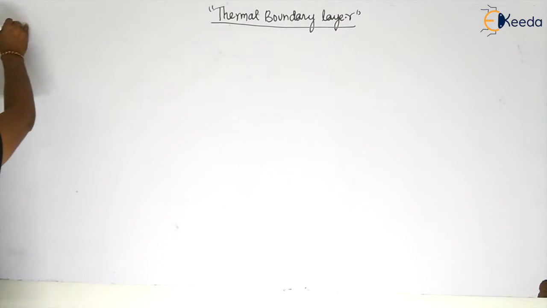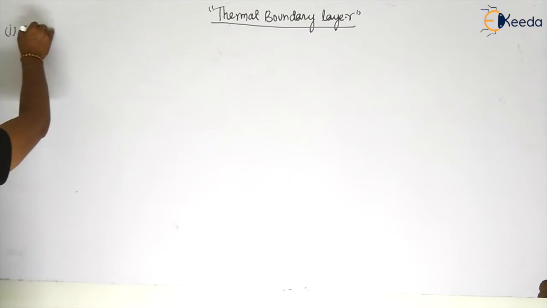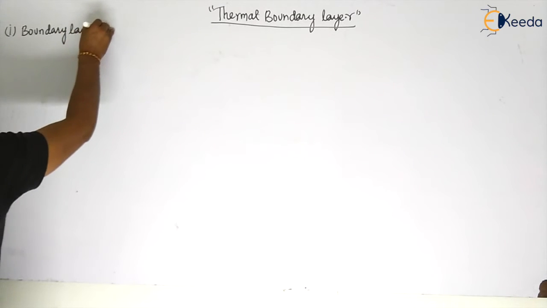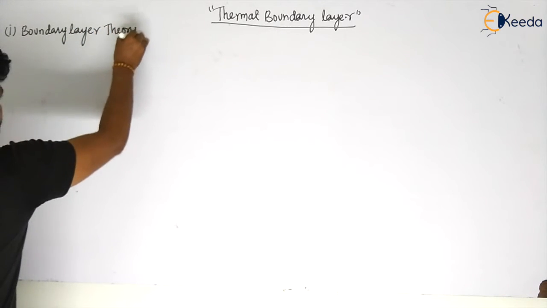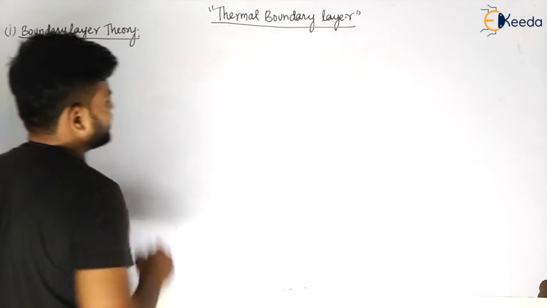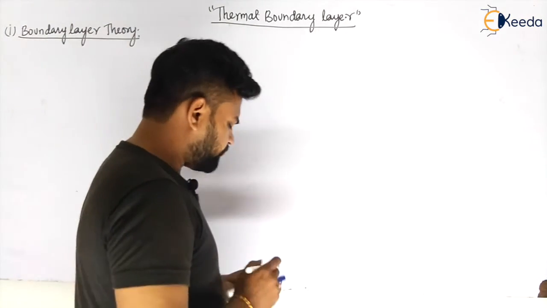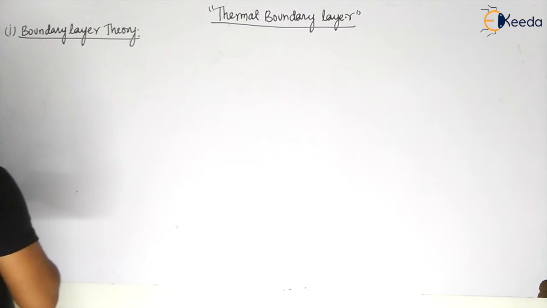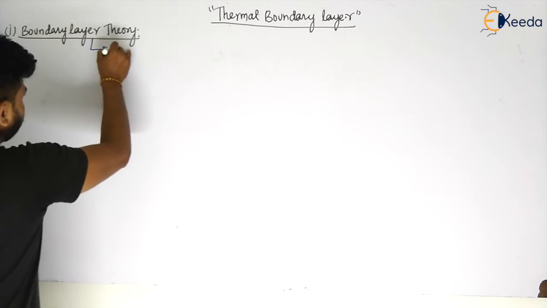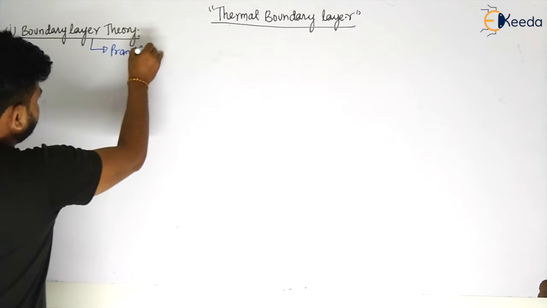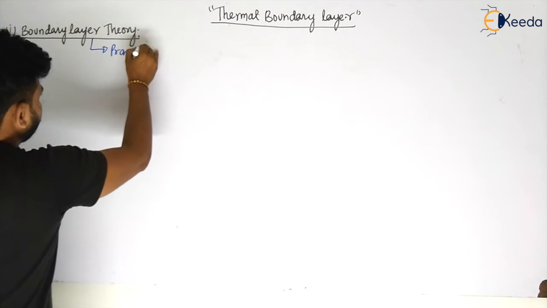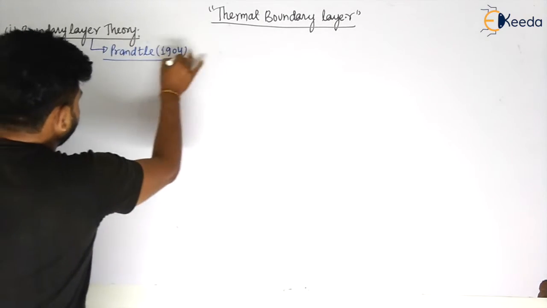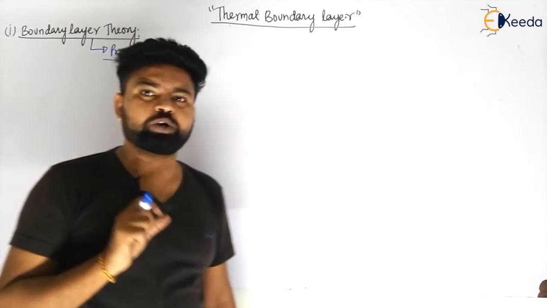So first of all, let us study boundary layer theory, so that all the concepts will be clear and you will not have any problem. That boundary layer was first of all given by Prandtl in 1904. He gave this theory, and let us understand it carefully, what is happening.